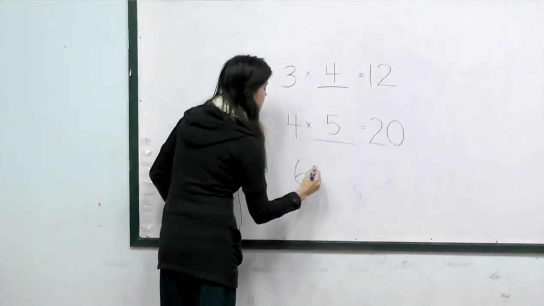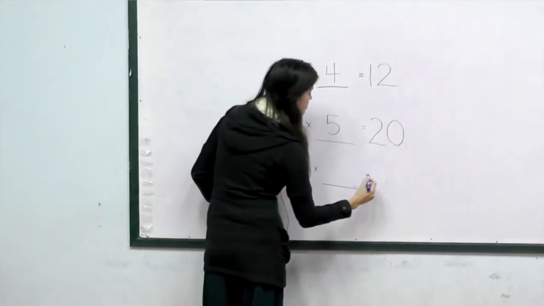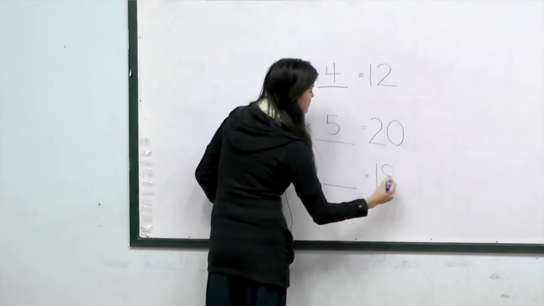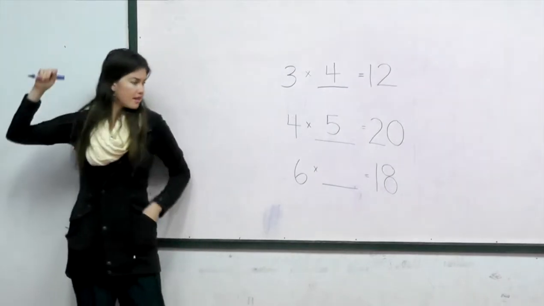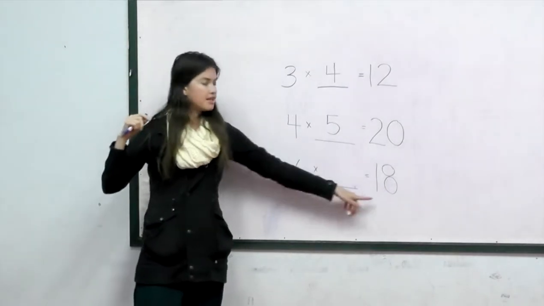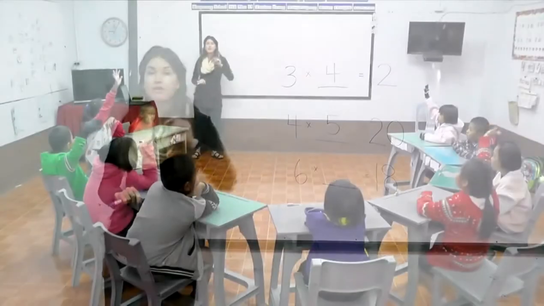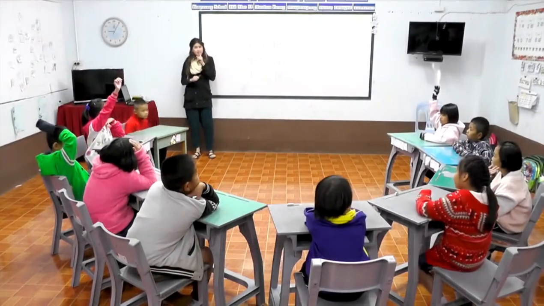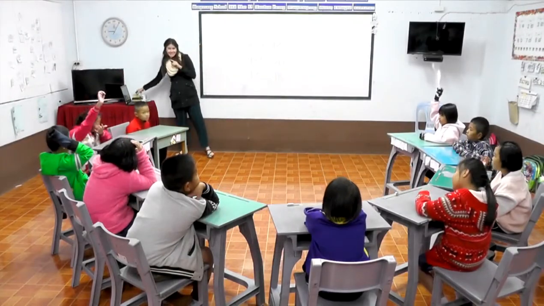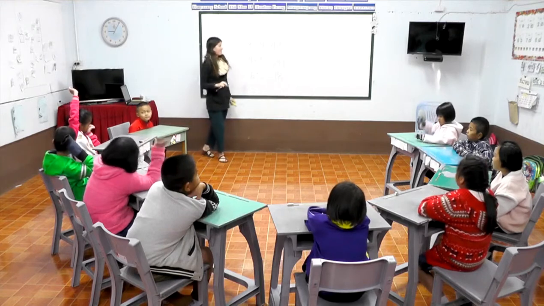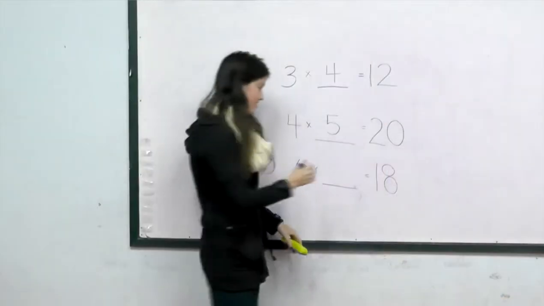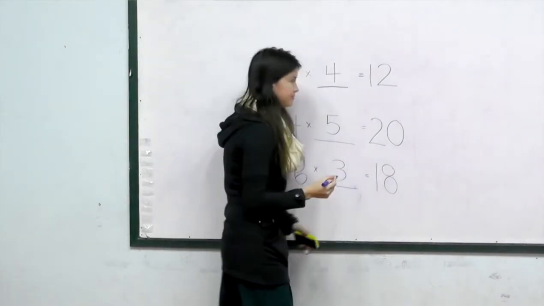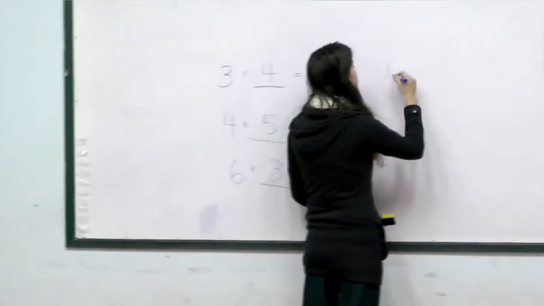Let's do 6 times what number equals 18? Raise your hand when you have an idea. Keep it secret. 6 times what is 18? 3. You got it, friends. Very nice job.